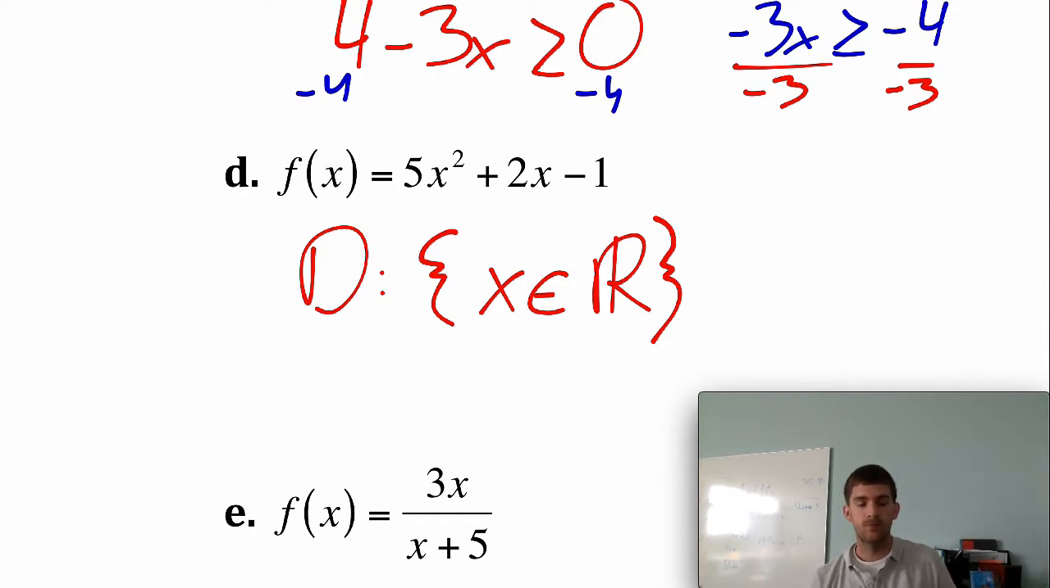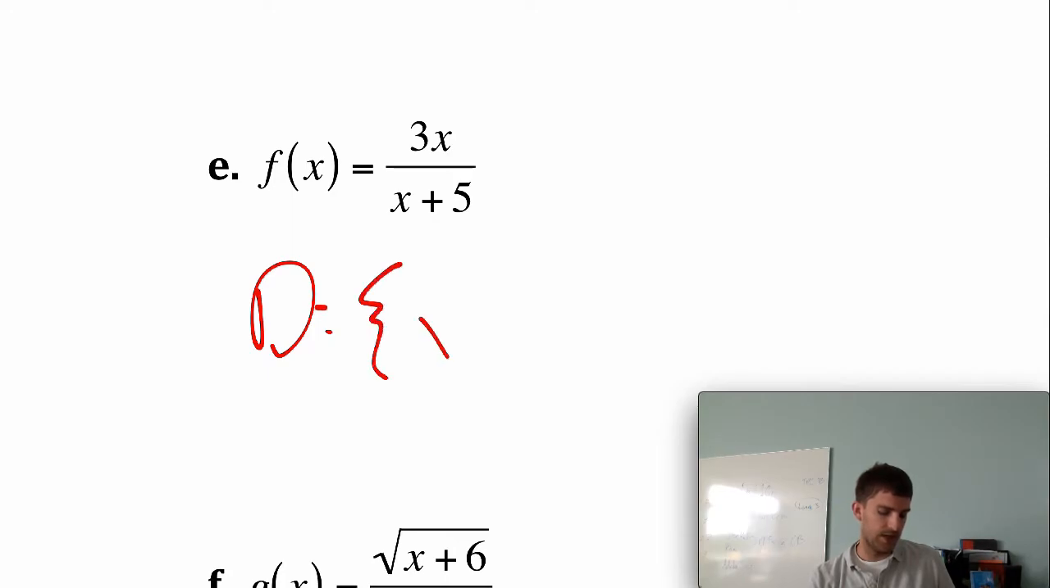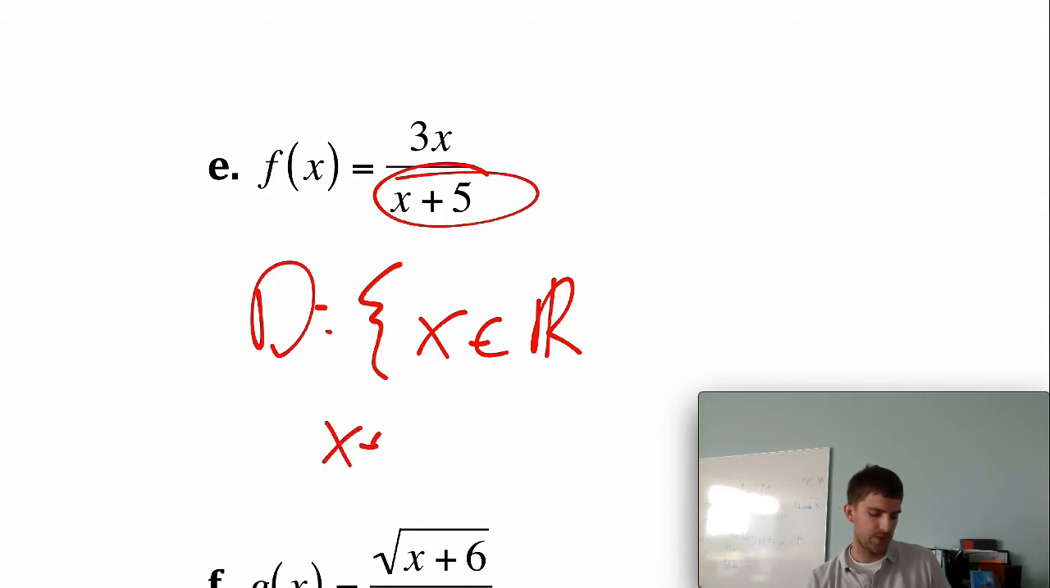They all work. Letter E, 3x over x plus 5. So this first part, again, get familiar with it. We're going to say x is an element of the reals. We can use any real numbers except, wait, are there any exceptions? Let's take a look at this. What do we know about fractions? We can't divide by 0. So that means x plus 5 has to be greater than 0. Got to be greater than 0.